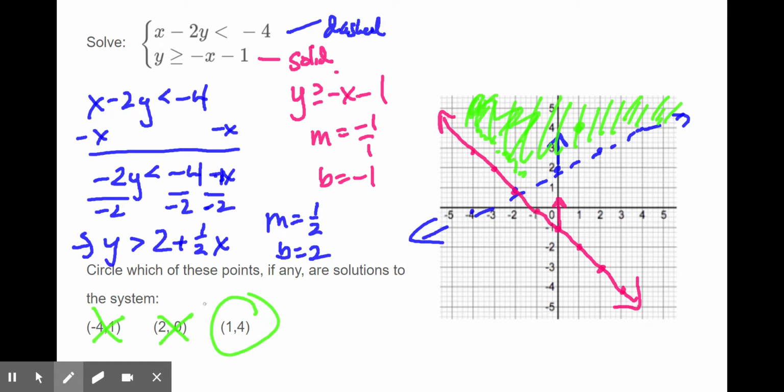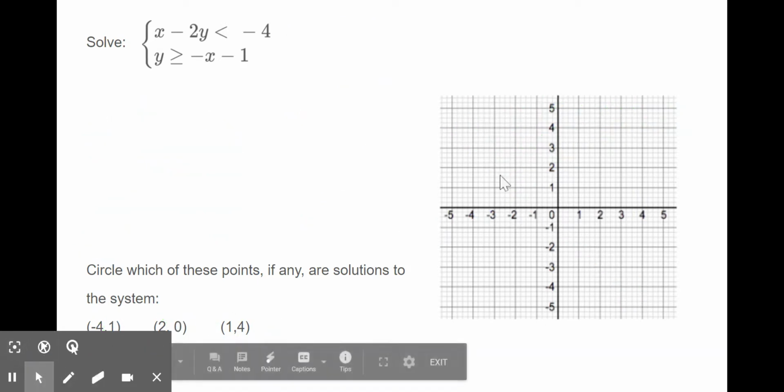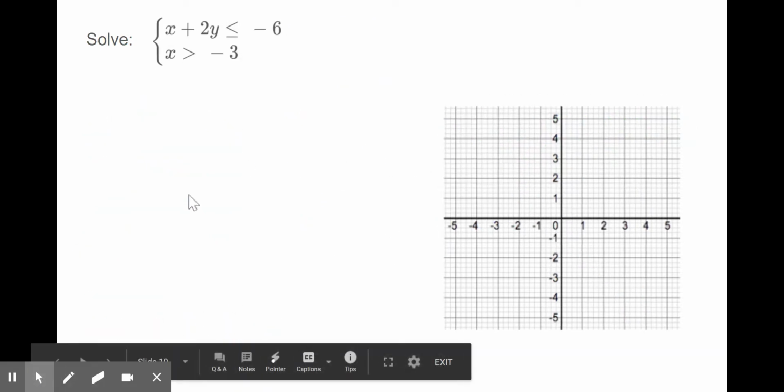There are a lot of points that are solutions to the system. Like 0, 4 is a solution. Anything that's in the shading here is going to be a solution. -1, 3, 3, 5. Anything that's in the shading will be a solution to the system. It'll work in both equations.